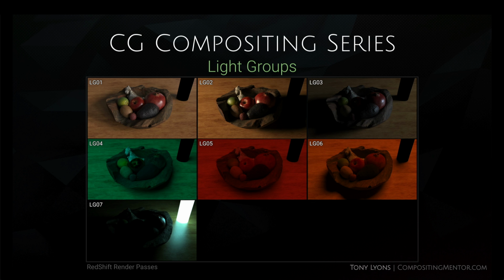And if you'll notice, light group 7 is our emitting object. So it's our lamp in the background that was casting light in the scene. So that is also considered a light group because it is emitting light into the scene.